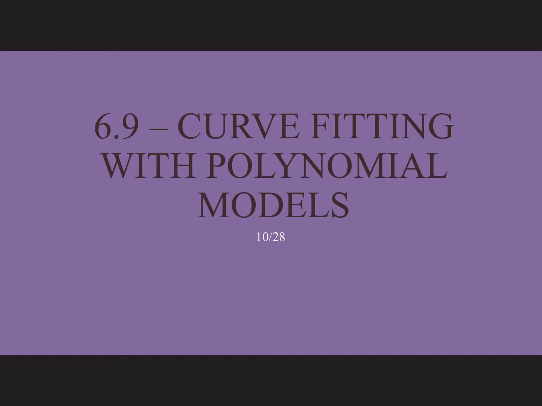This is the lesson on section 6.9, curve fitting with polynomial models. So essentially what we're doing today, if you think back to Algebra 2 when we did linear regression models, meaning we took a scatter plot of data and figured out a line of best fit that went through that data, we're essentially doing the same thing, only now we're going to be looking at situations where the scatter plot would not be linearly correlated, but it might be a higher degree polynomial that best fits that data.